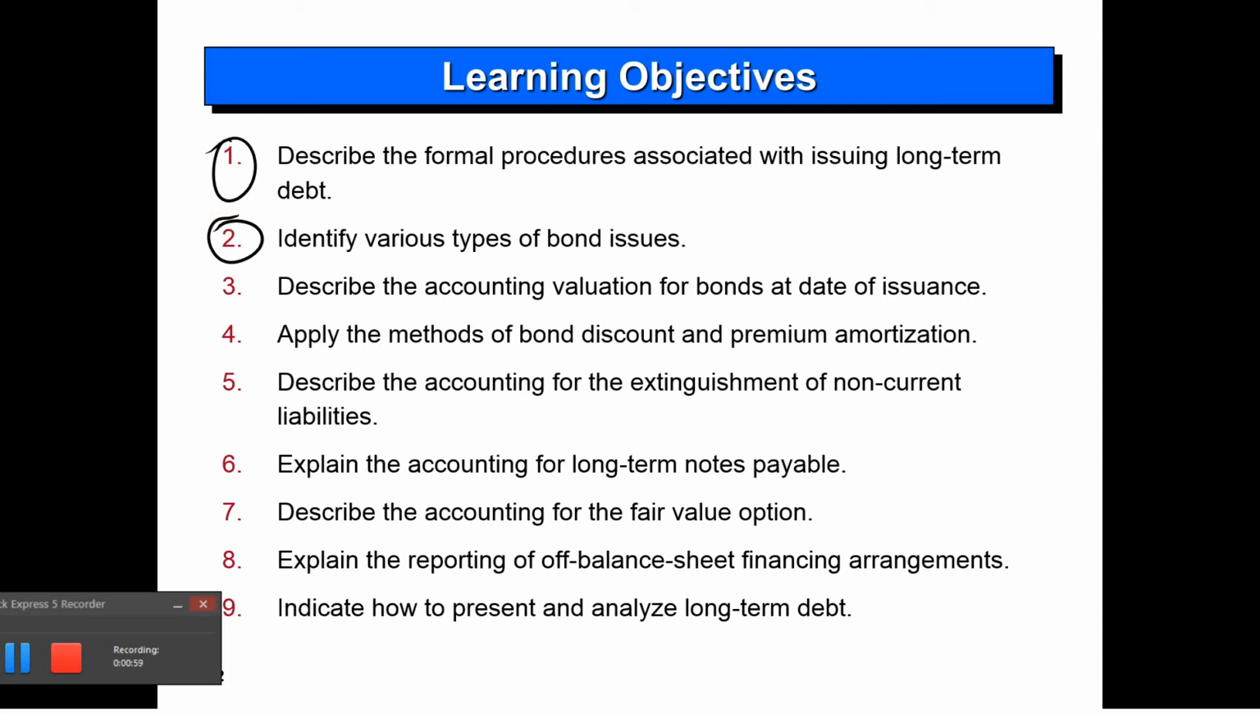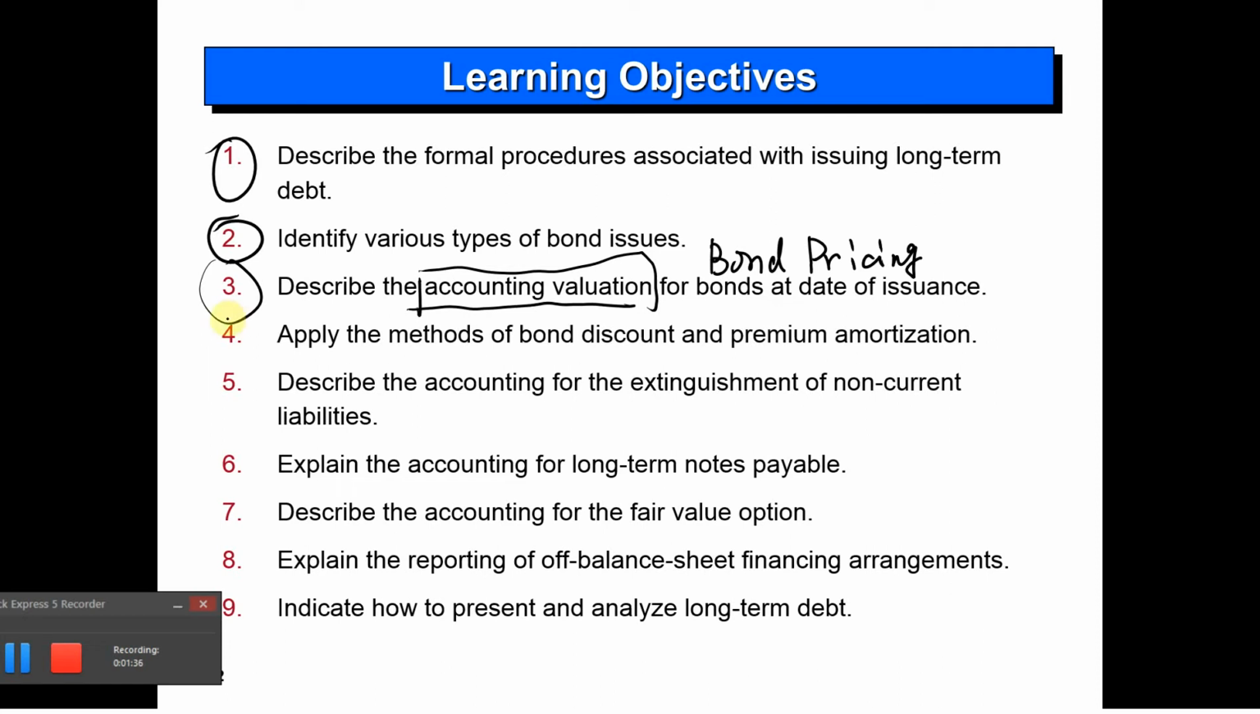Second, identify various types of bond issues. Third, describe the accounting valuation for bonds at date of issuance. So the key here is accounting valuation for bonds, or you can think of it as bond pricing. Okay, this is one of the main topics in this chapter, and we will be focusing on this topic.